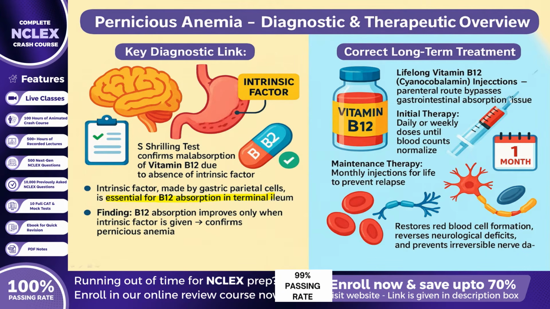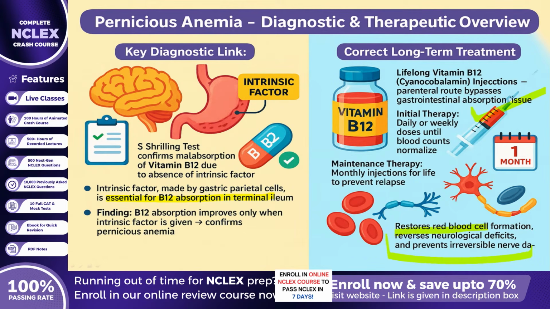The most appropriate treatment is lifelong parenteral administration of vitamin B12, usually given as cyanocobalamin injections. Therapy typically begins with daily or weekly doses until normal blood counts and neurological function are restored, followed by lifelong monthly maintenance injections. This ongoing therapy replenishes body stores, stimulates normal red blood cell formation, reverses neurological symptoms, and prevents irreversible nerve damage. Next, let us clarify why the other options are incorrect.